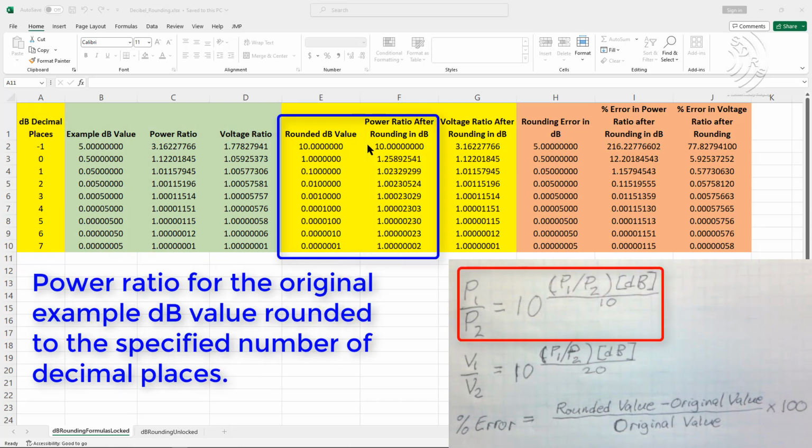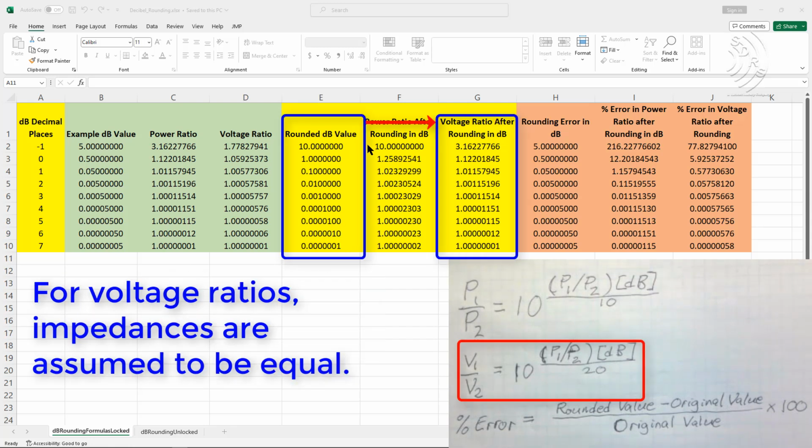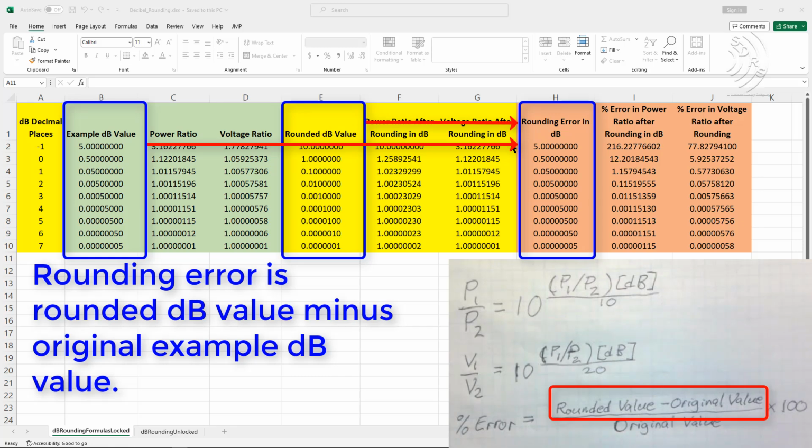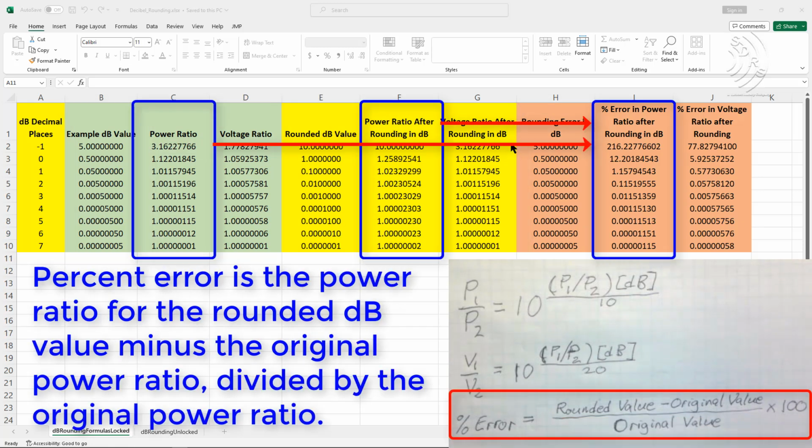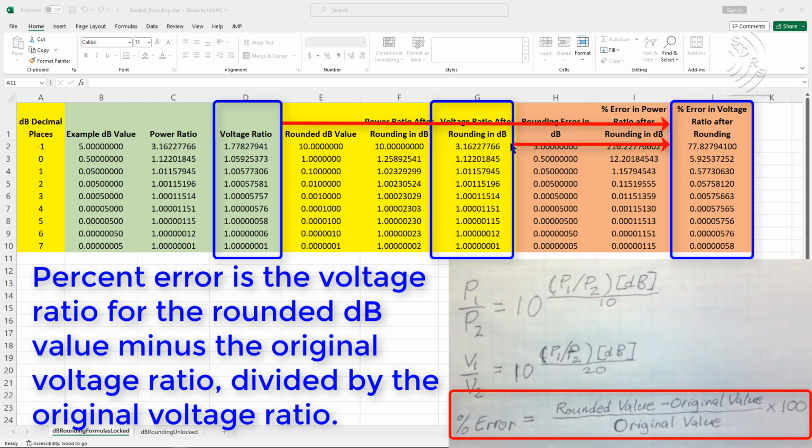The sixth column, column F, contains the power ratio that corresponds to the rounded dB value. The seventh column, column G, shows the voltage ratio that corresponds to the rounded dB value. In this column, as well as in column 4, we assume that the voltages are measured for equal reference impedances. The eighth column indicates the error in dB introduced by rounding. The ninth column shows the percent error in the power ratio that is introduced by rounding the example dB value. Finally, in the 10th column, we have the percent error in the voltage ratio due to rounding the example dB value.